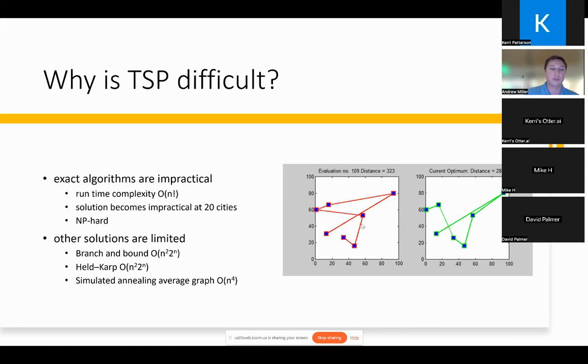But there are other solutions that you can use. One is the branch and bound algorithm, and the other one is the Held-Karp algorithm. Their complexity is a little bit better, but it's not much better. They are also semi-exact methods of solving it, as far as I understand. And there are also approximate methods. Simulated annealing is an approximate method for solving TSP, and the complexity is actually not that bad.